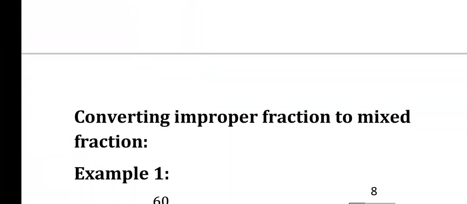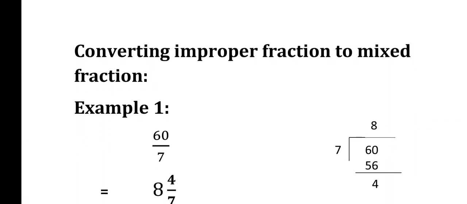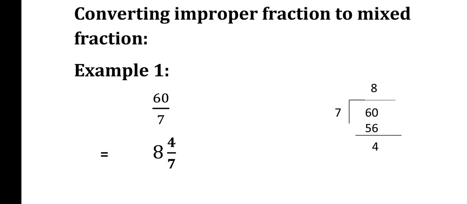Converting improper fraction to mixed fraction. So over here 60 by 7 is the given improper fraction. We have to convert it into mixed fraction. So here 60 is divided by 7. 7 8s are 56, so 4 is the remainder. So 8 is the quotient which is written over here as an integer. 4, the remainder, goes as the numerator and 7, the divisor, goes as the denominator. So 8 4 by 7 is the required mixed fraction.